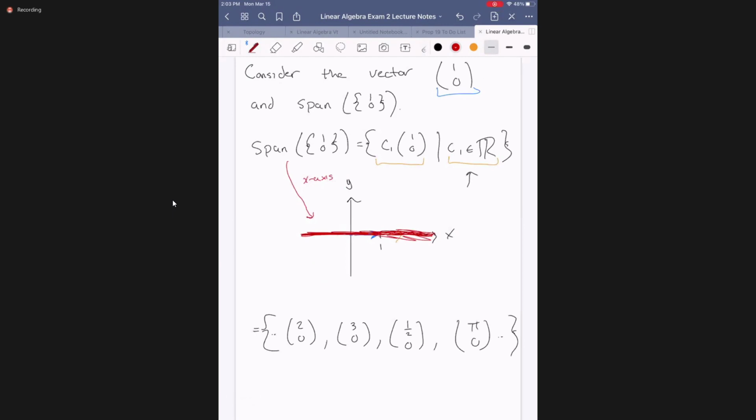Then I talked about how it looks. We took the span of the vector (1, 0). The set of all linear combinations of the vector (1, 0) gives me the line on the x-axis, right? So the span, you can think of it as a line. And then I'm going to give you more vectors and see what they look like in higher dimensions.